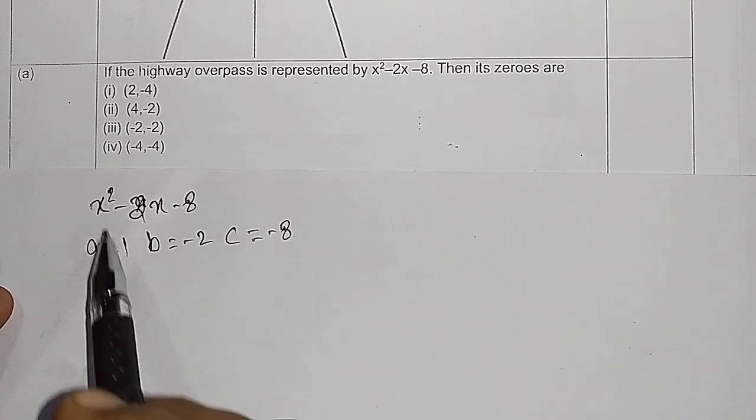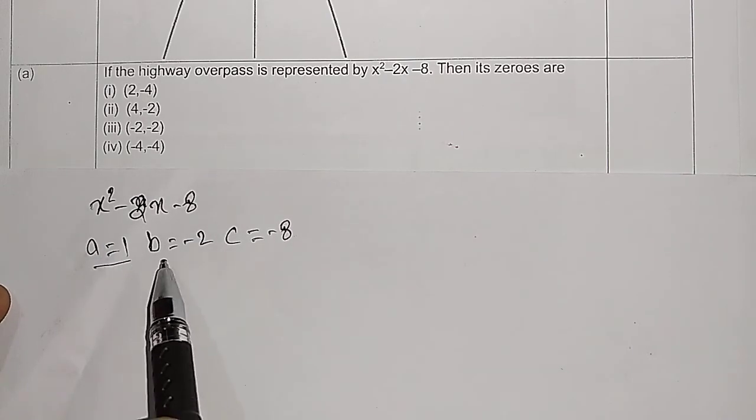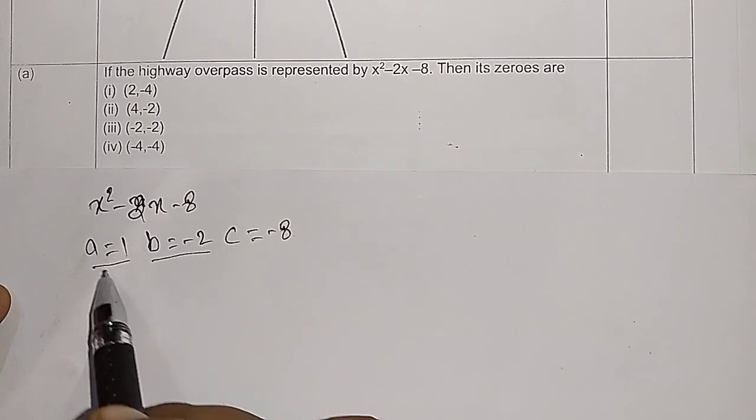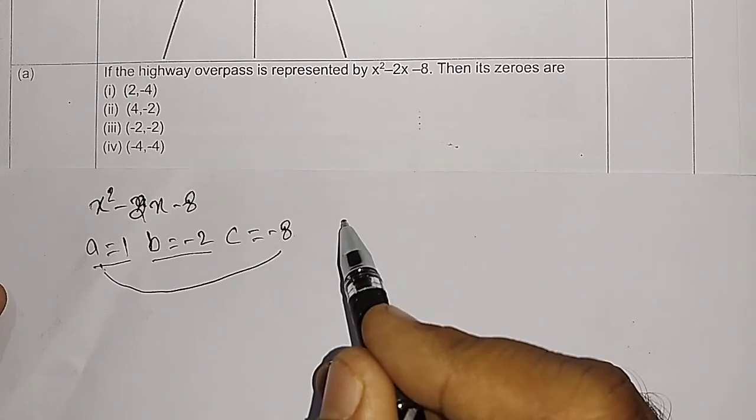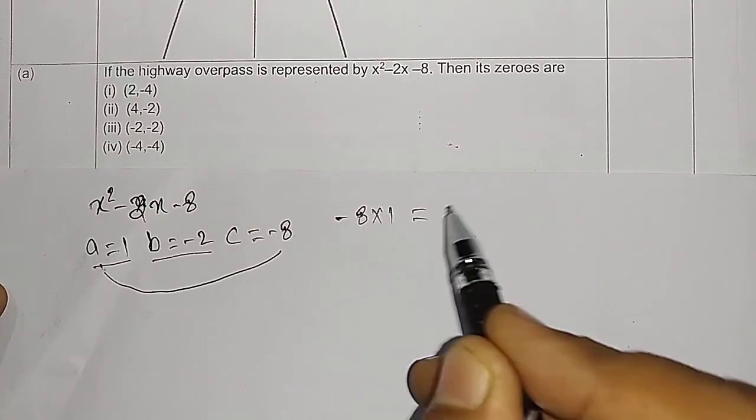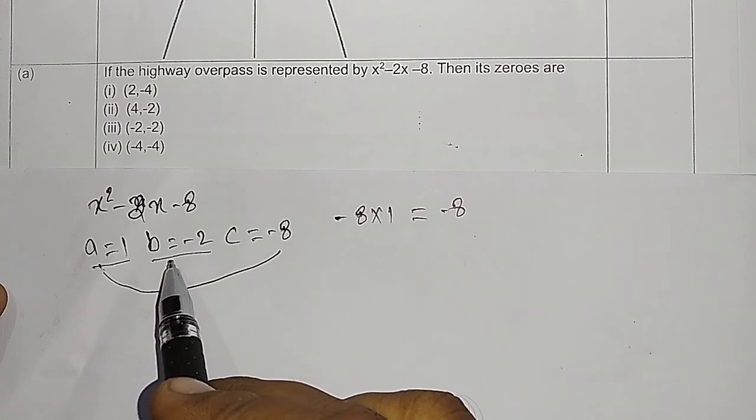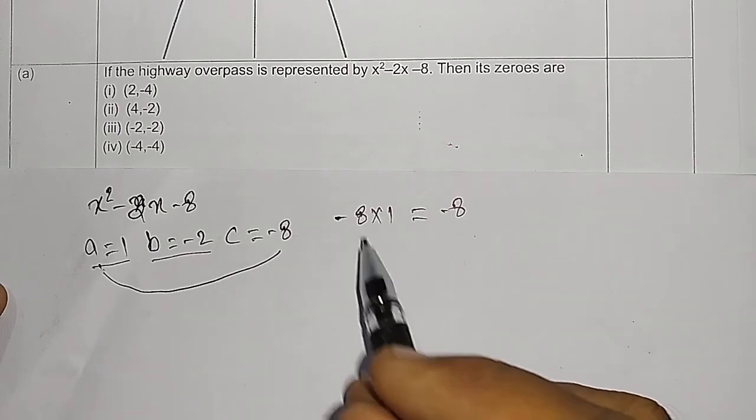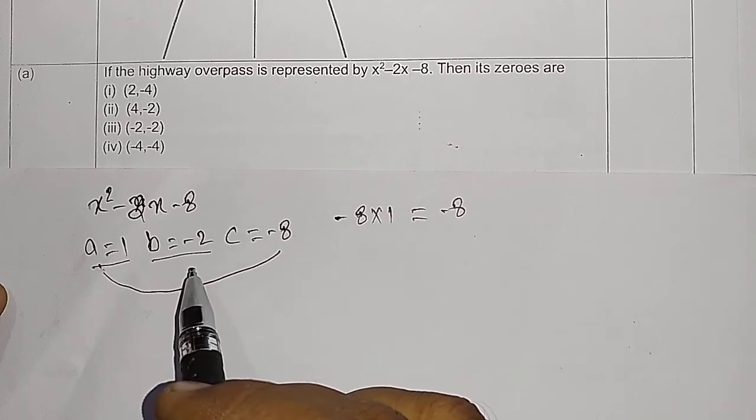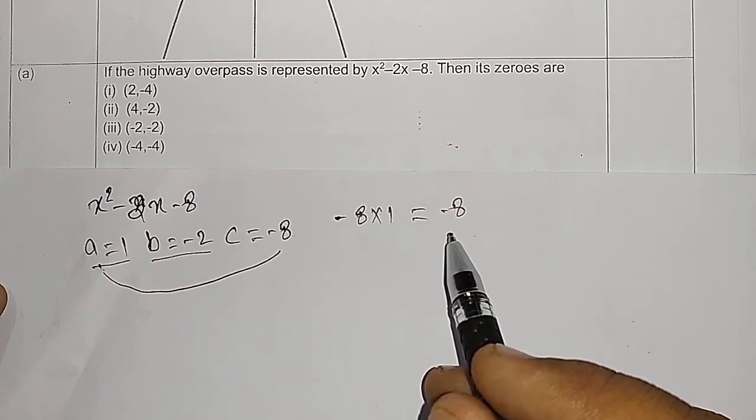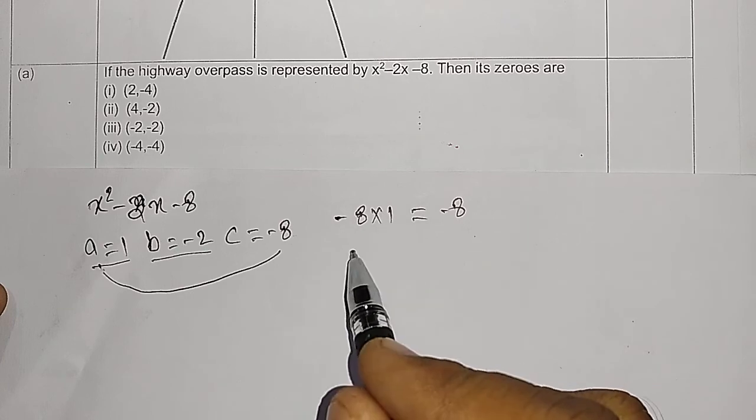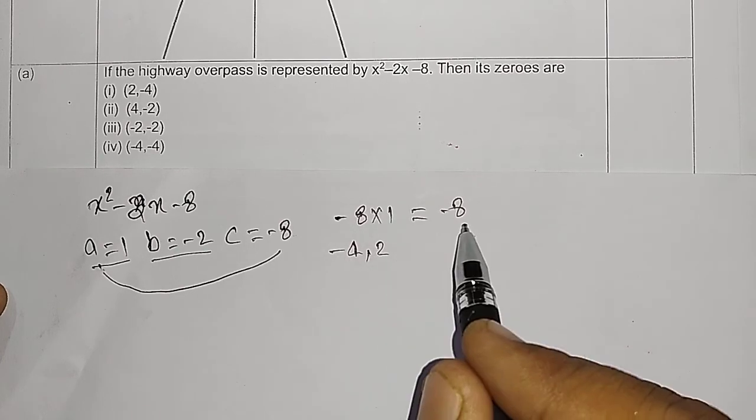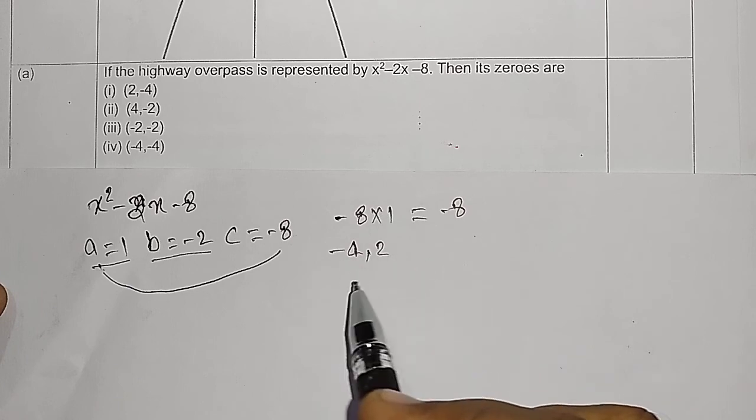So first we take the coefficient of x square. a is 1, the coefficient of x is minus 2, and the constant term is minus 8. Here you know that the product of a and c, which is minus 8 into 1, equals minus 8. We have to split the coefficient b, which is minus 2, such that when we multiply the splitting terms we get minus 8, and when we sum up we get minus 2. So what will be the terms? Minus 4 and 2. When we multiply minus 4 with 2 we get minus 8, and when we sum up we get minus 2.